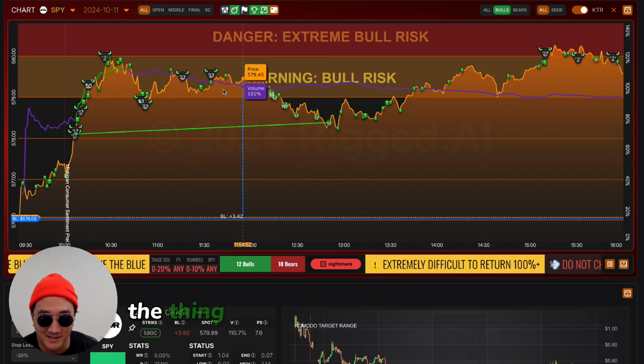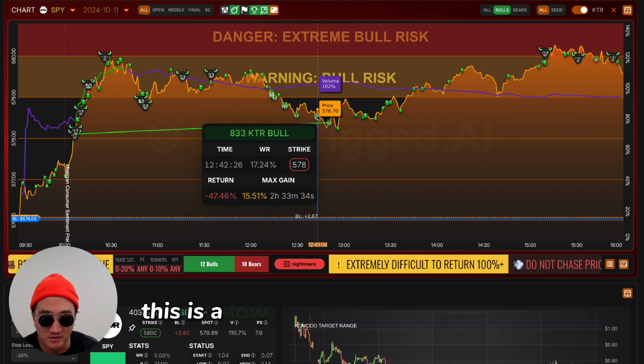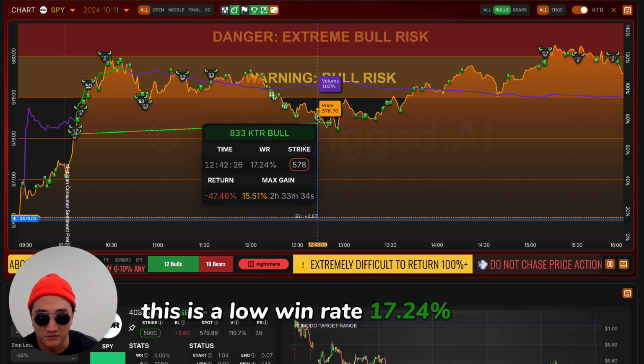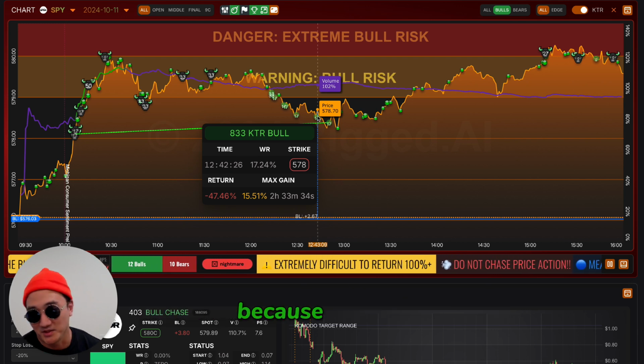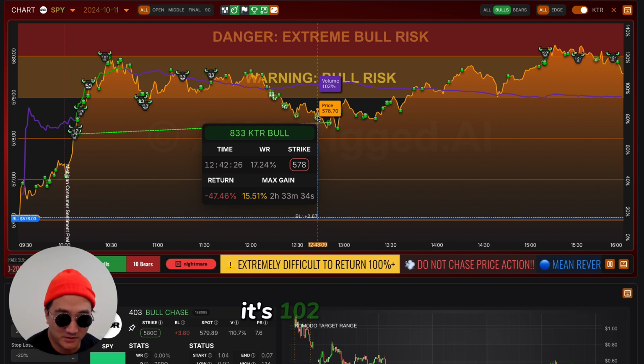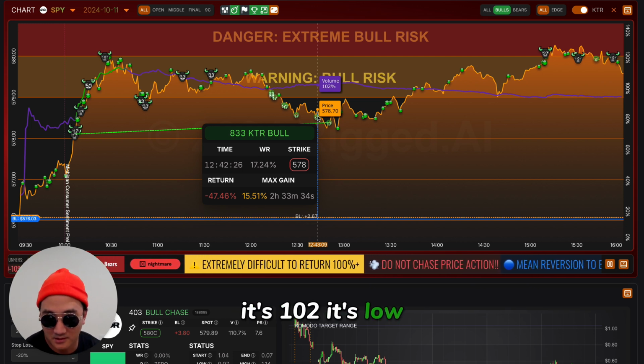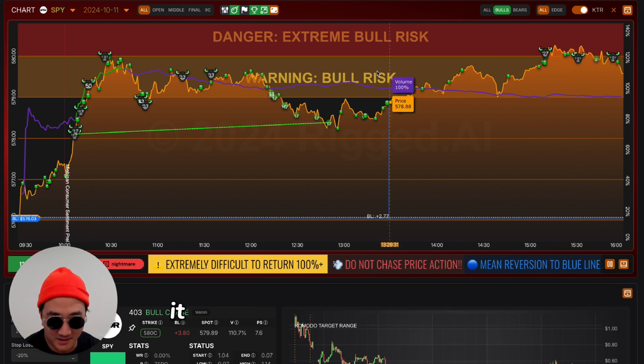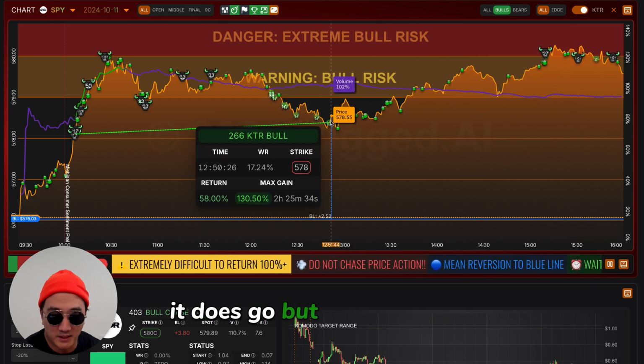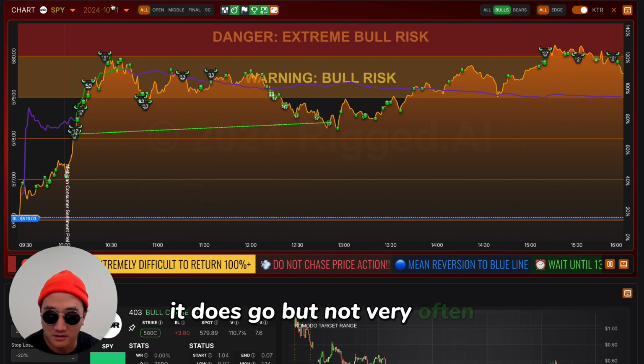Beautiful. The thing is, we're telling you already, this is a low win rate, 17.24%. Why? Because volume is 102. It's low. We don't expect to go this high. It does go, but not very often.